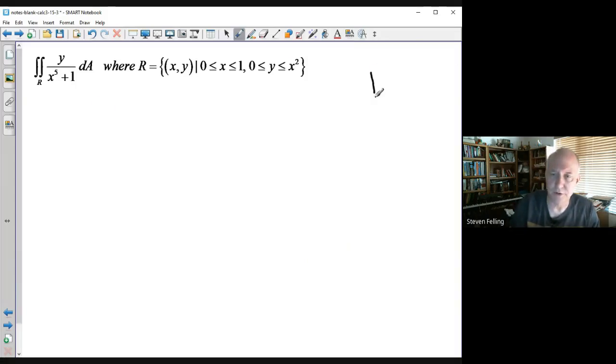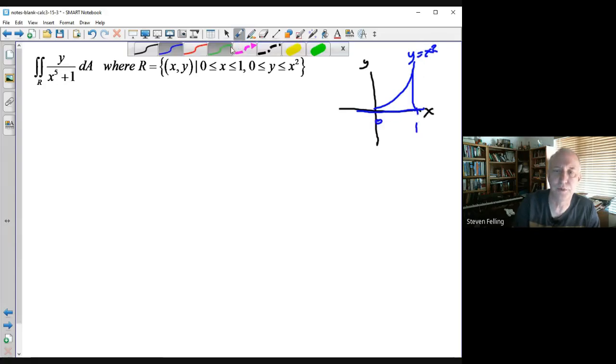All right, graphing it again, I've got my x, y in the domain, y equals 0 to y equals x squared from 0 to 1 in the x. Okay, this is the region. And last time we went up. Let's say that we decided to go this way.